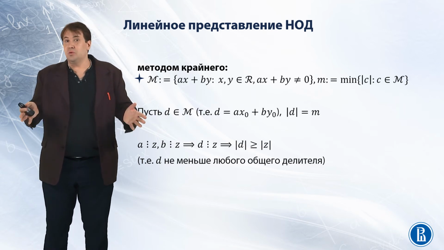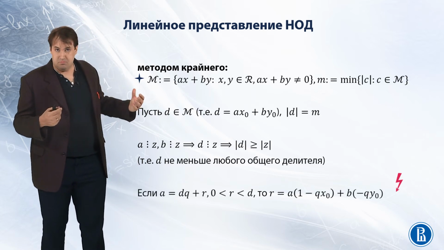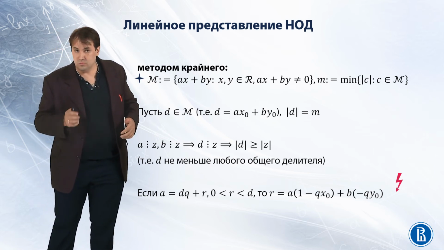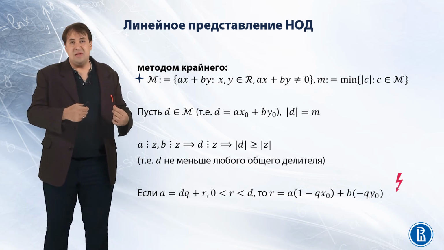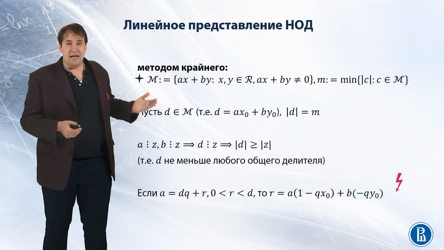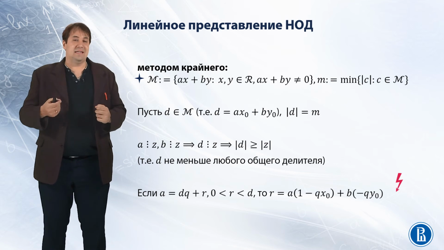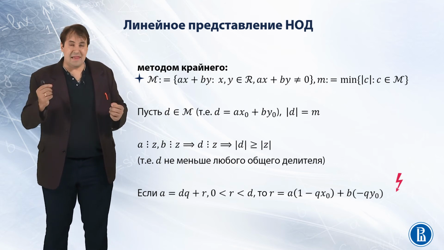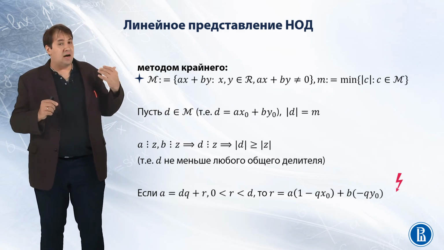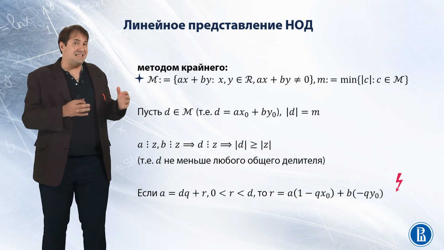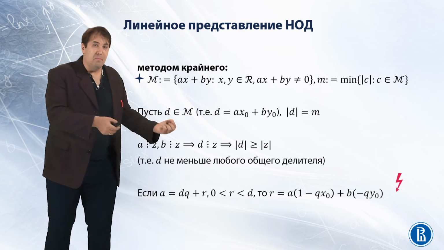Now, we need to prove that d itself is one of the common divisors of a and b. Why is this so? Well, let's try and divide a by d with remainder. So we say that a is equal to dq plus r, a familiar formula, right? Where r is less than d. But in that case, if r is not 0, then we can represent r as a multiplied by something, plus b multiplied by something else, and this something and something else belong to the ring.